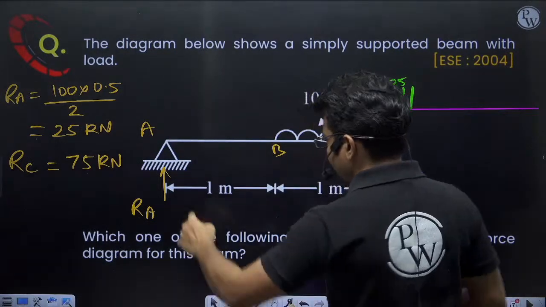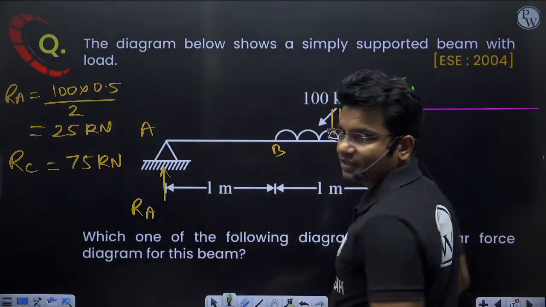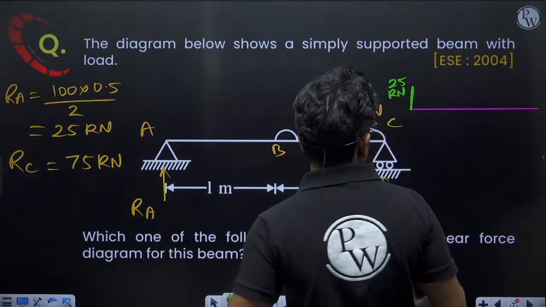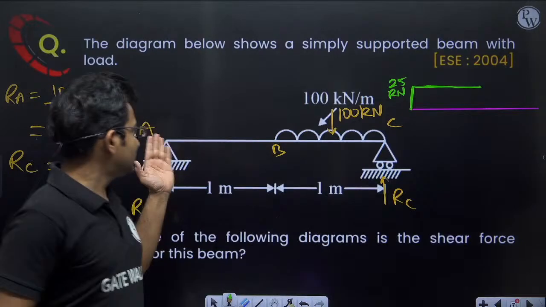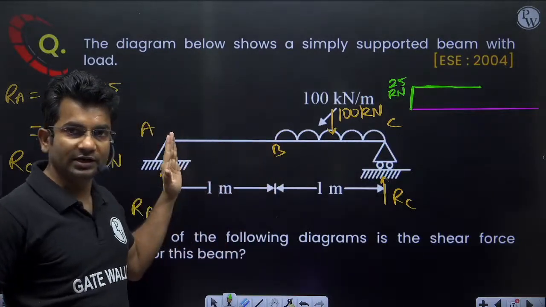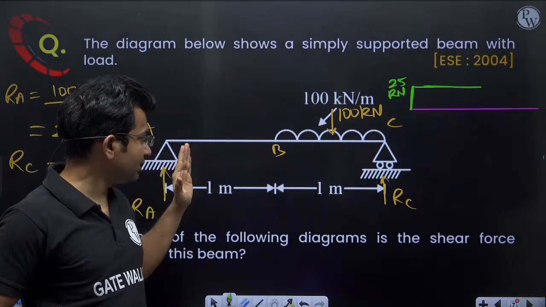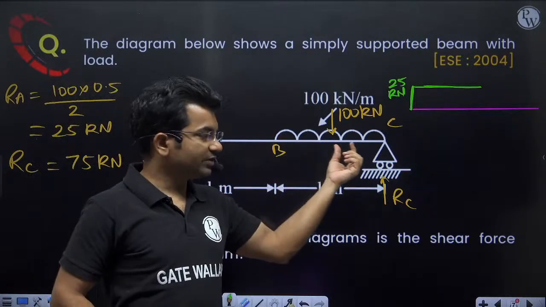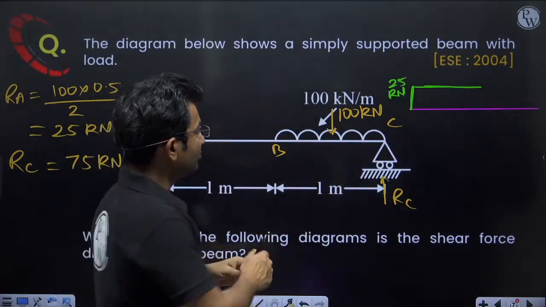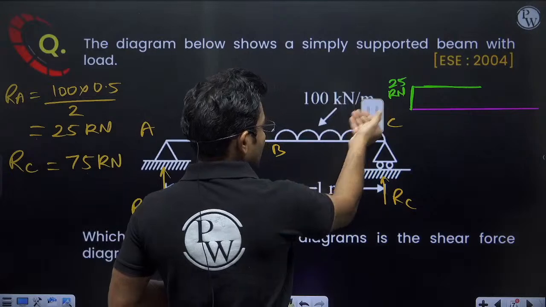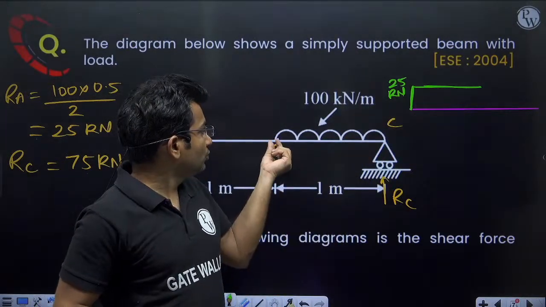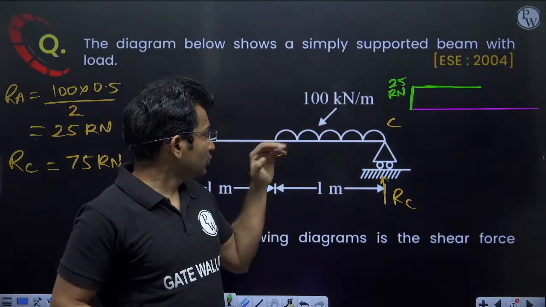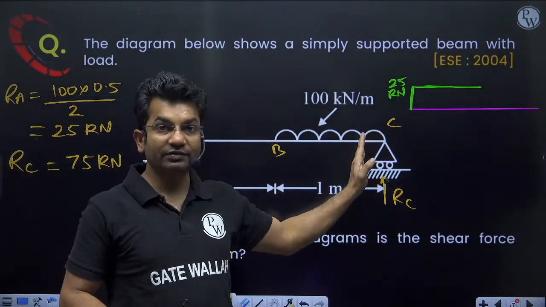Now from A to B there is no transverse loading. Since there is no transverse loading in this portion, my shear force will remain constant from here to here. Now again transverse loading is there. Now remove this 100 kilonewton point load. Now we have to plot the variation, so we have to consider this UDL. From here to here we are having transverse loading.